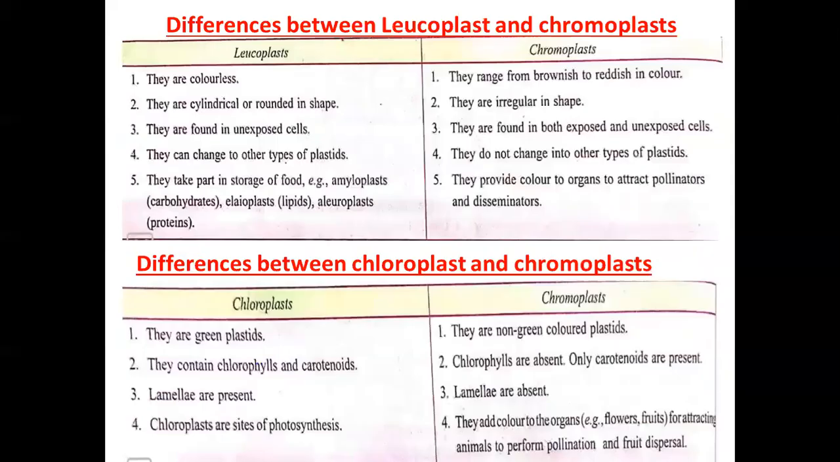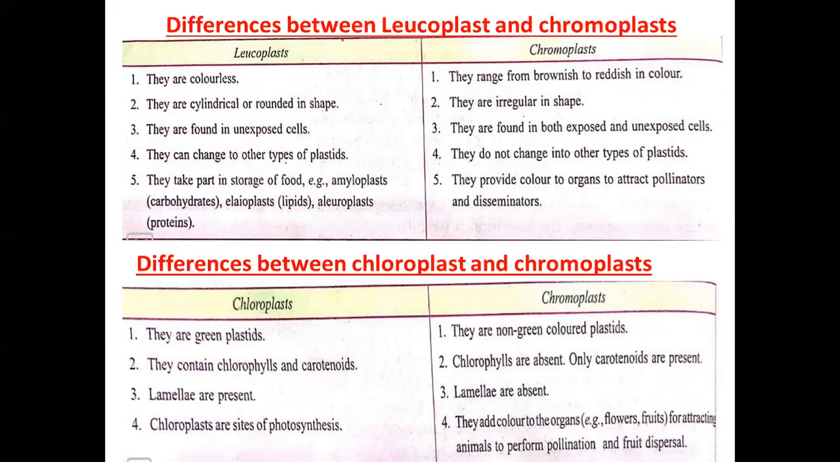Now, what is the difference between leucoplast and chromoplast? In case of leucoplast, they are colorless, but in case of chromoplast, they range from brownish to reddish in color. Leucoplasts are cylindrical or rounded in shape, whereas chromoplasts are irregular in shape. Leucoplasts are found in unexposed cells, and chromoplasts are found in both exposed and unexposed cells, obviously because they are imparting the color.